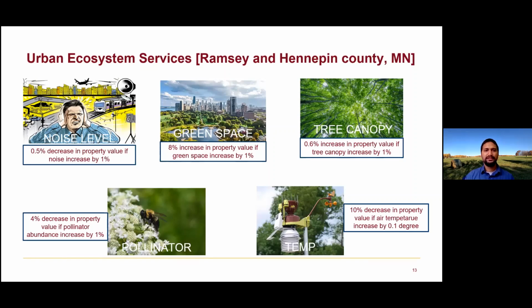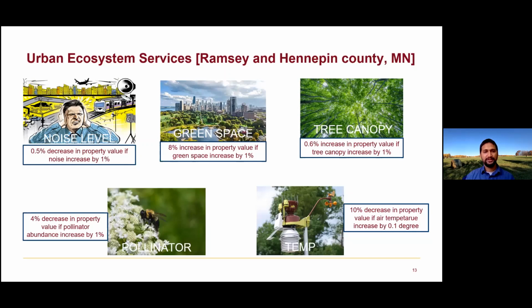They are looking at the noise level, the green space, the tree canopy, and whether there is any pollinator. They don't really care about pollinators directly. Instead, they'll look at whether the neighborhood looks nice and a lot of flowers grow there or not. They also look at whether this part of the neighborhood is excessively hot or not. So we have been looking into all these associations and tying them to home value. And our plan is to find out what the value is.